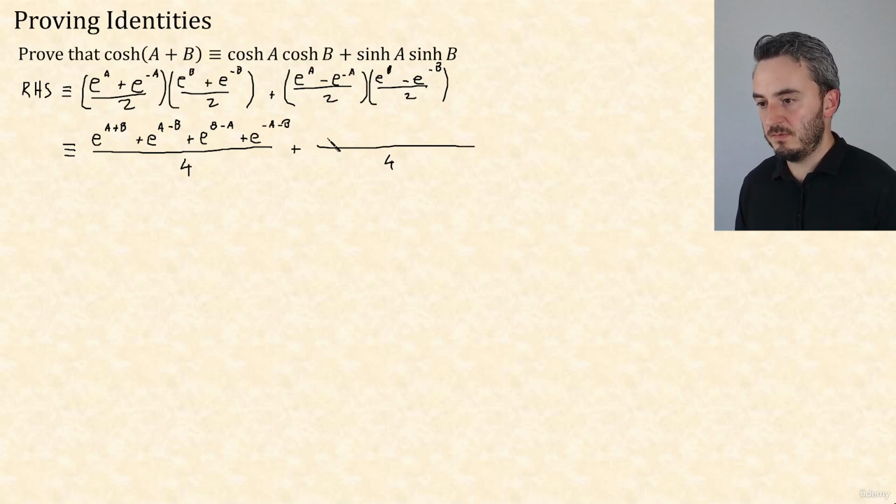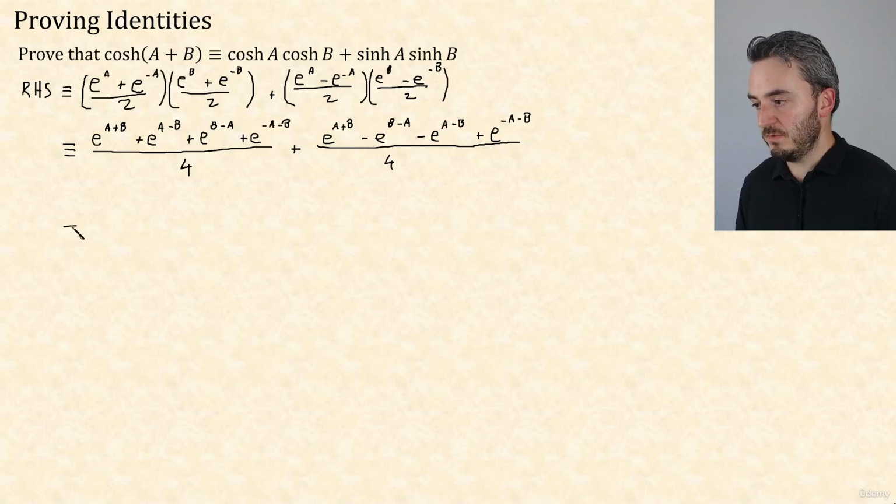e to the a times e to the b is e to the a plus b. That's good. I can connect that with this one. Then I've got minus e to the minus a times e to the b, so that's minus e to the b minus a. That's great. That's going to cancel with this. Then I've also got minus e to the a times e to the minus b, and that's e to the a minus b. That's going to cancel with this. That's good. And finally, I've got minus minus, so plus e to the minus a minus b.